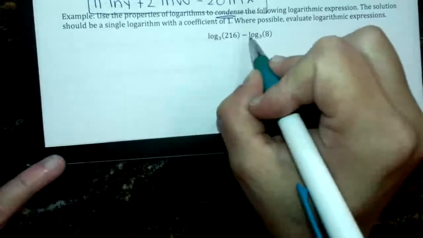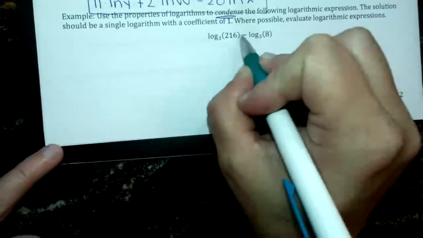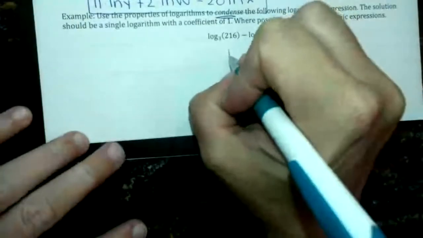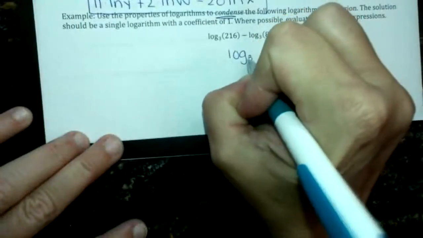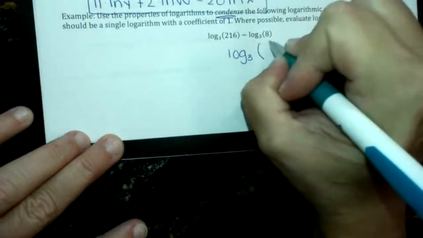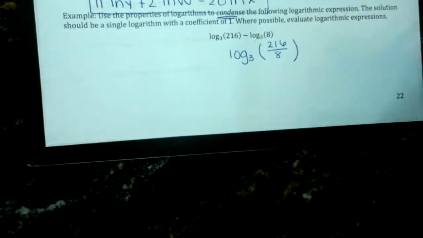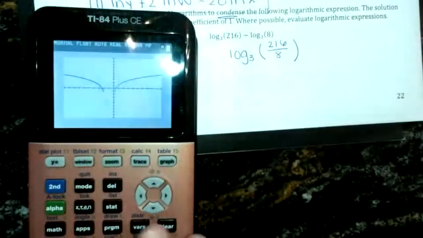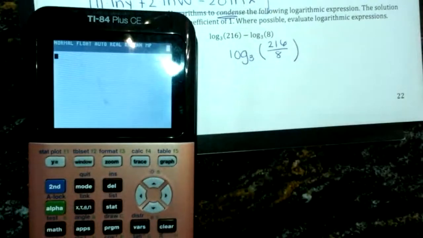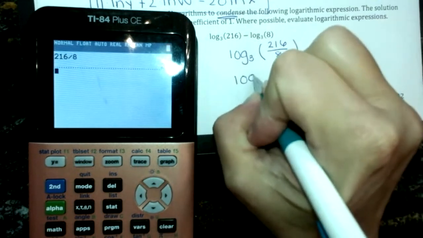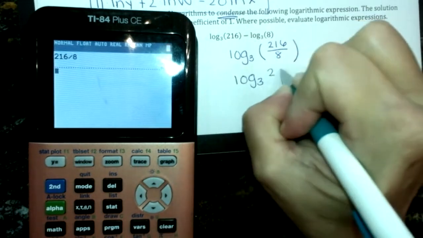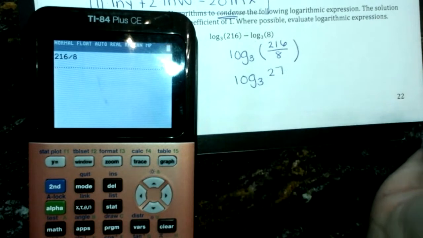Notice it's log base 3 of 216 minus log base 3 of 8. They're being subtracted, so I know I can condense it into the same log base 3 by division. So 216 divided by 8. So log base 3 of 216 divided by 8. 216 divided by 8 will give us 27. So just simplifying, that's log base 3 of 27.